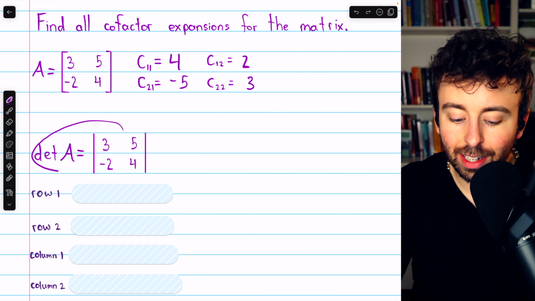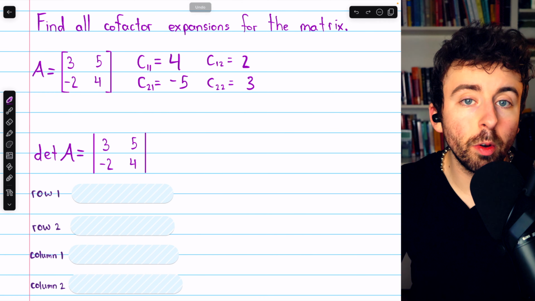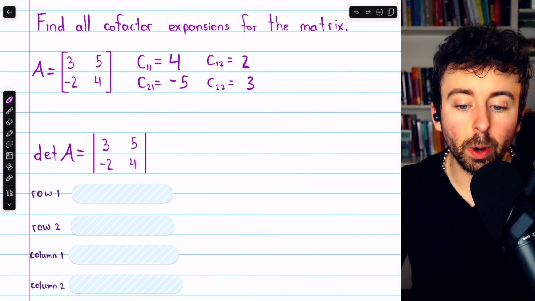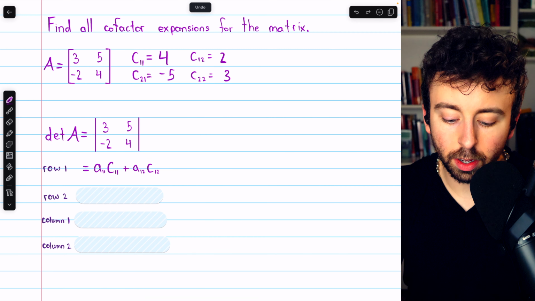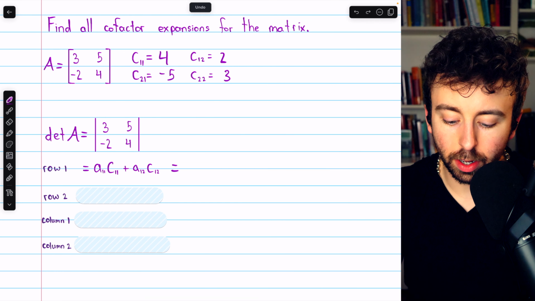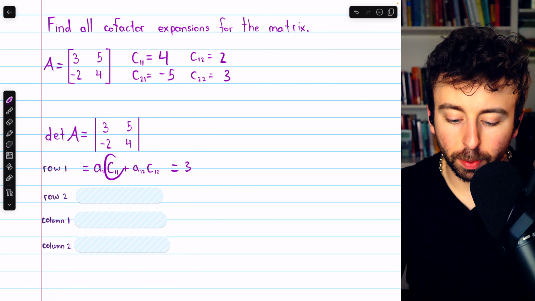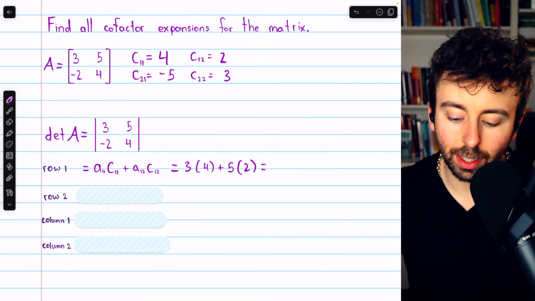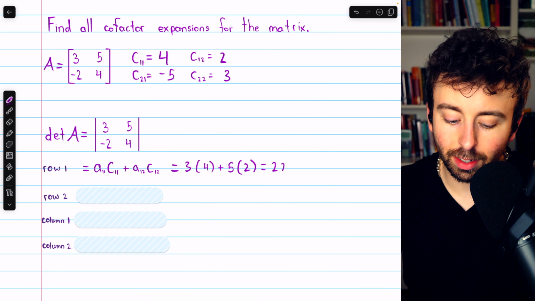Now we can find the determinant of this matrix by using cofactor expansions along any row or column. We already have all the cofactors calculated, so let's look at these. For the expansion across row 1, we take the first entry in row 1, which is 3, and then multiply by its corresponding cofactor, which we calculated to be 4, and then add the second entry in row 1, which is 5, and multiply by its corresponding cofactor, which is 2. So the determinant is 12 plus 10, which is 22.